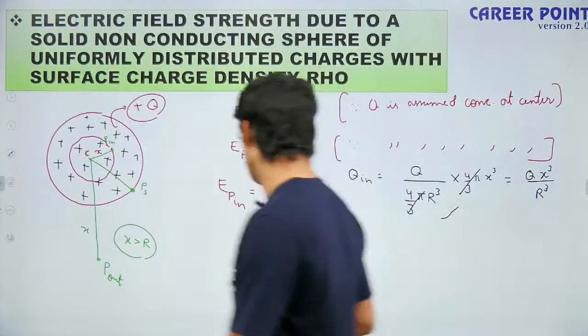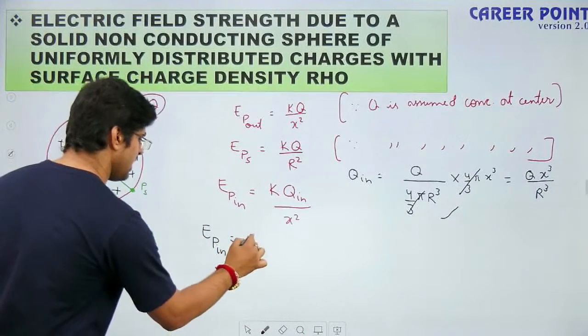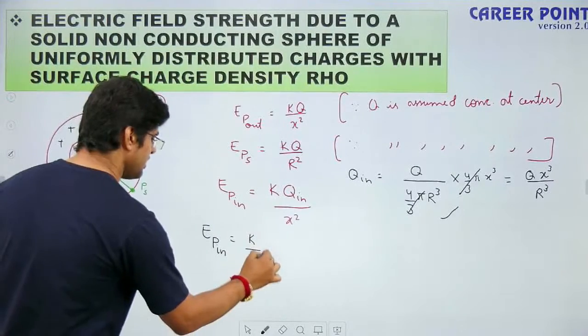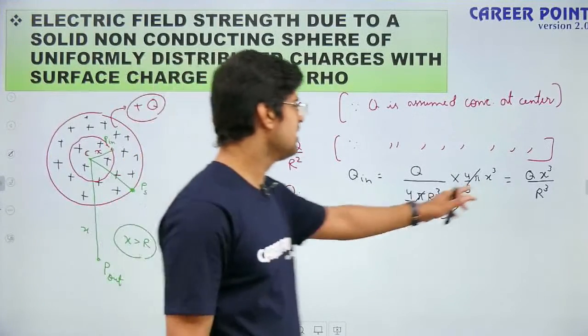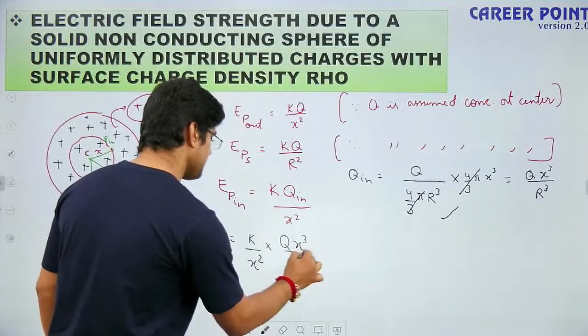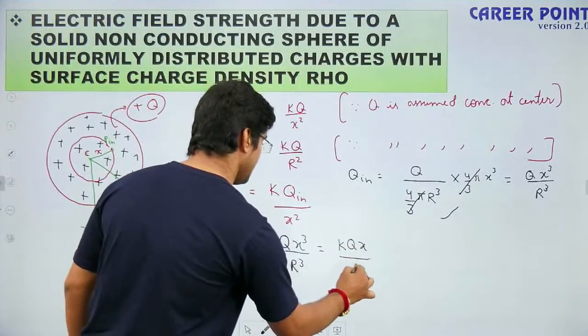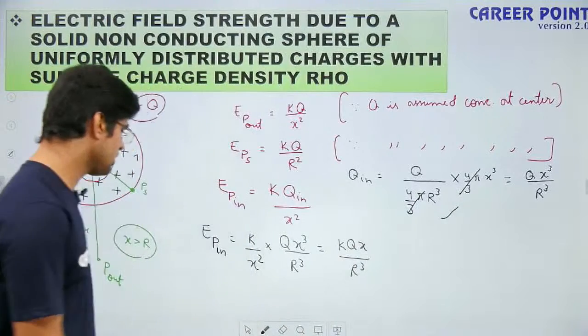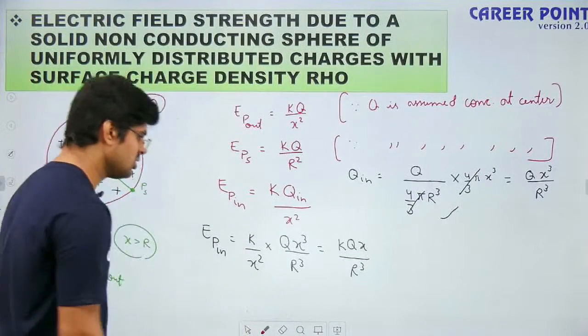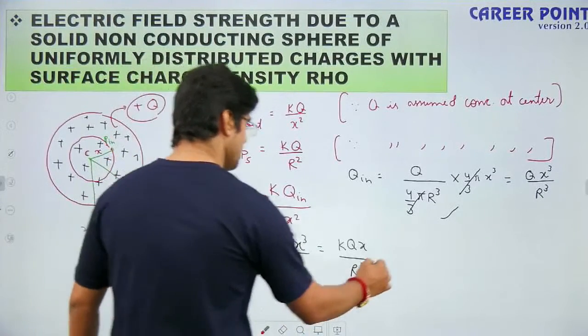Okay. So from here we can say the electric field at inside point P is equal to K by x square into what is Q inside? Q inside is capital Q x cube by r cube. So from here we can say K Q x divided by r cube. Is that clear? So K Q x divided by r cube is what we are getting here.